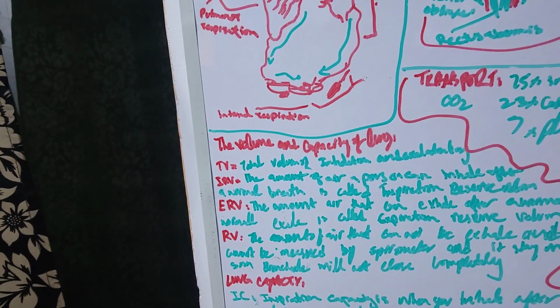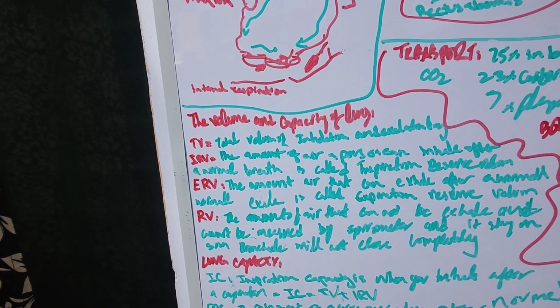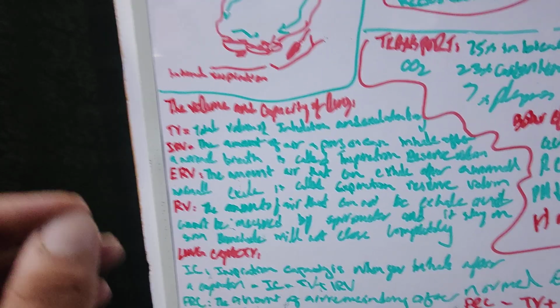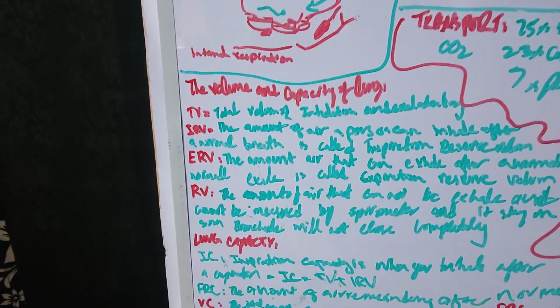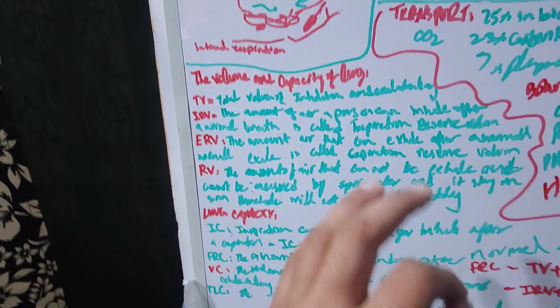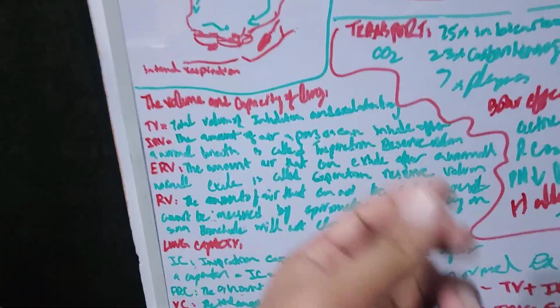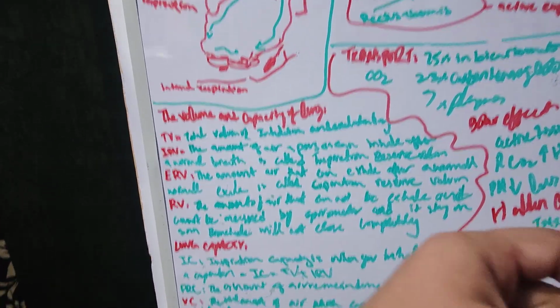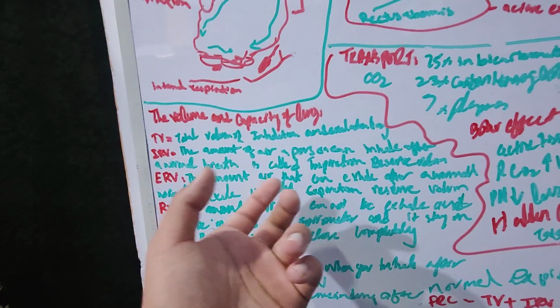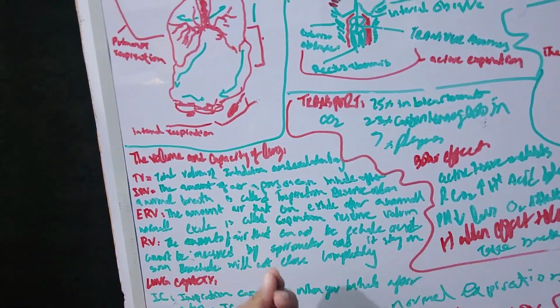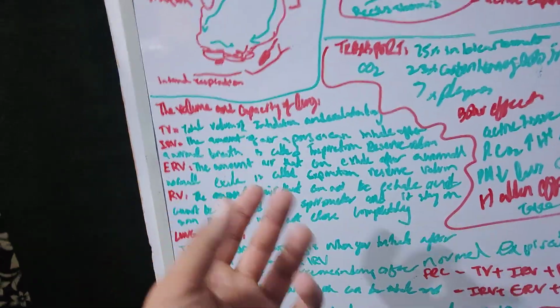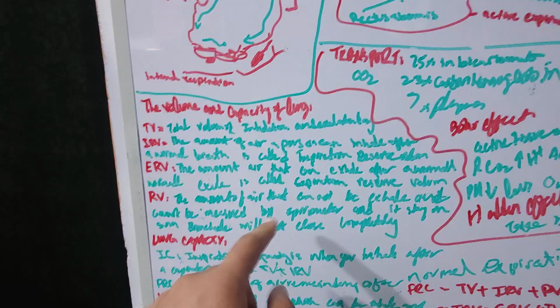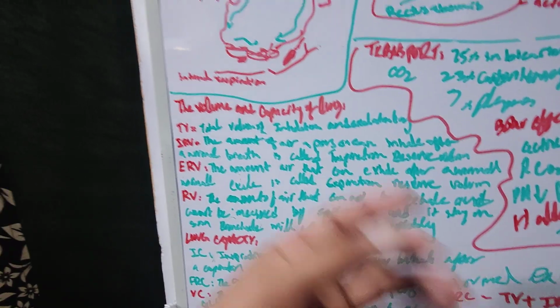Then we have RV. RV is basically reserve volume, the amount of air that stays the same when we exhale or inhale. The plus point is that the reserve volume cannot be measured because it never exits the alveoli. For the alveoli to function and not close, there should be a little bit of air in them so they don't collapse.